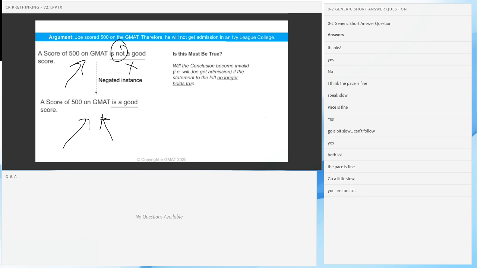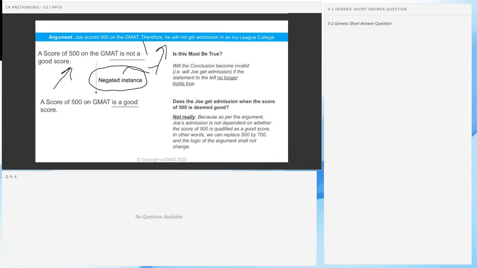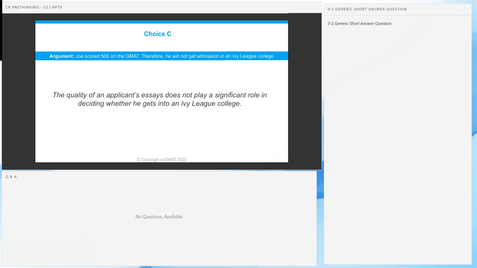The answer is no. Why? Because when you look at this argument, do you see good or bad over here? No, you don't. It's built on that number over there. That number could be called excellent, good, bad, anything. The conclusion will still remain the same. So even in the presence of the negated instance, my conclusion doesn't break down, which means this is not a must-be-true statement. So this was an easier answer choice to reject. We're going to take a more challenging question.